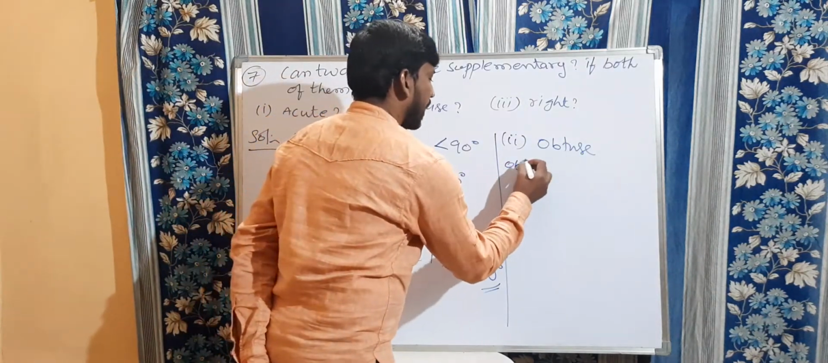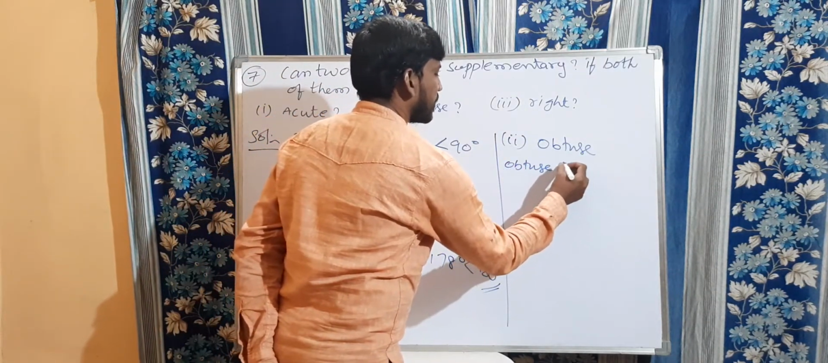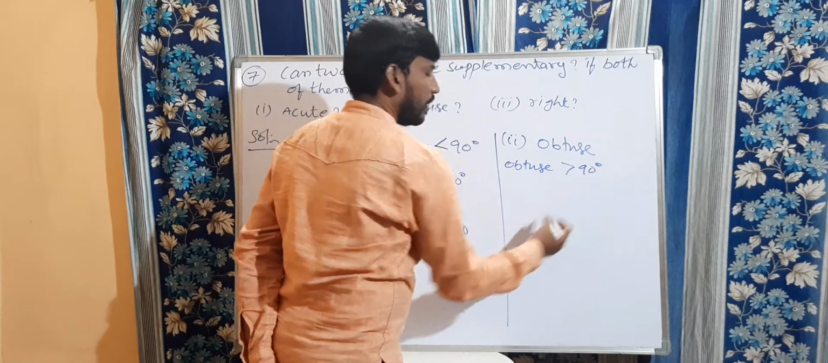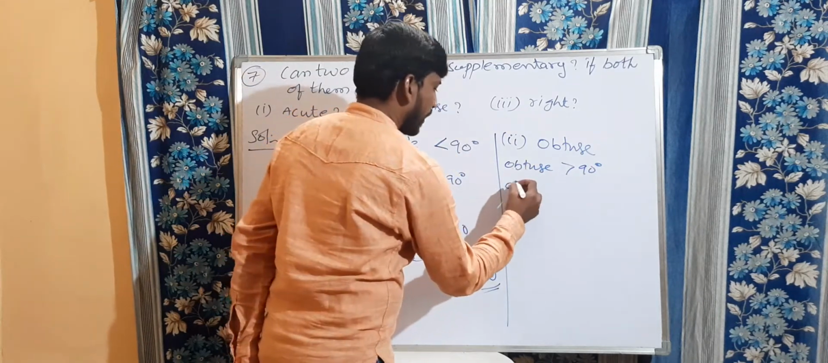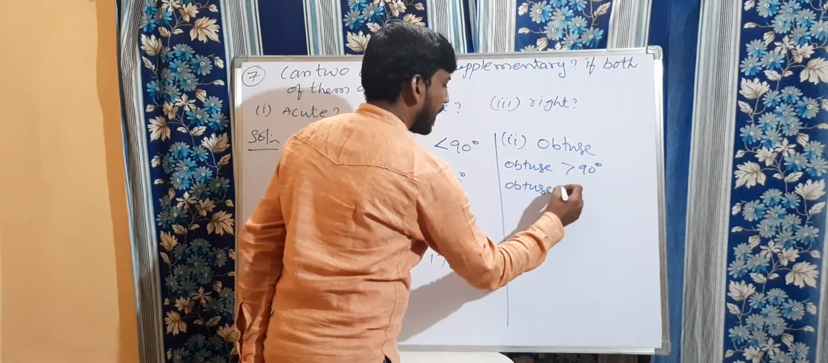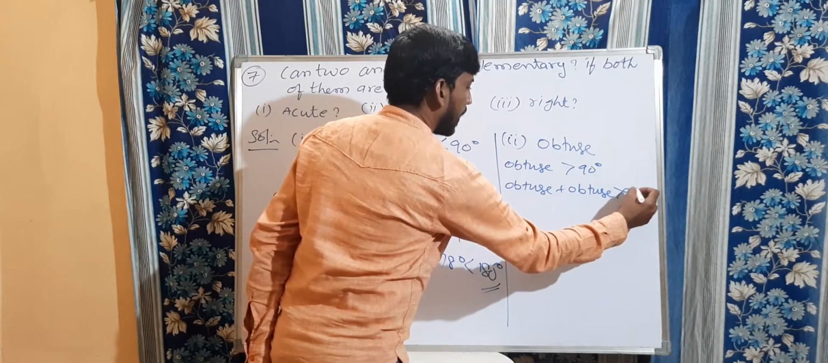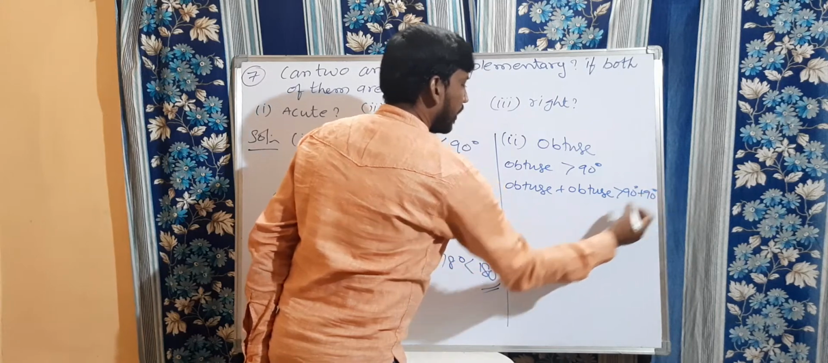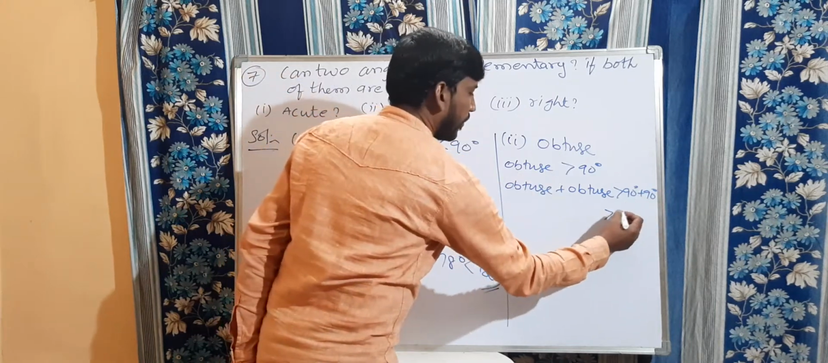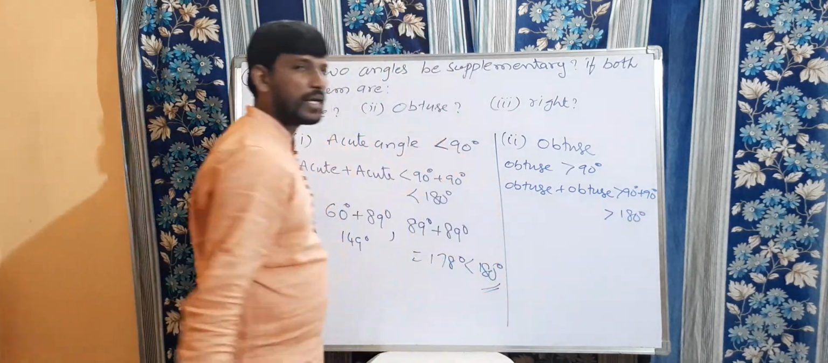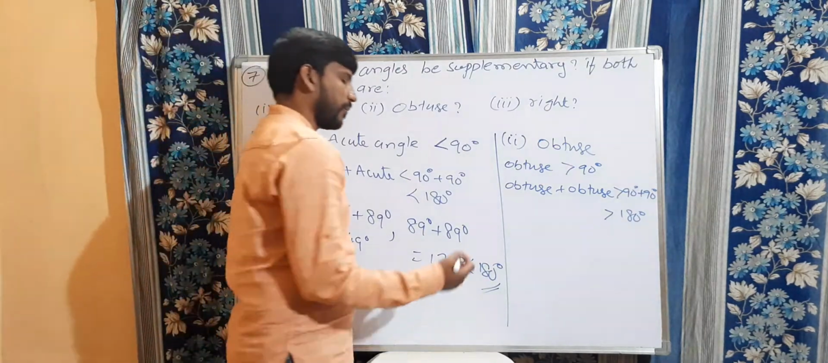So, an obtuse angle is greater than 90. Now add one more obtuse angle, that is obtuse plus obtuse, which is greater than 90 plus 90. The sum of two obtuse angles will become more than 180 degrees. Let us take a simple example.